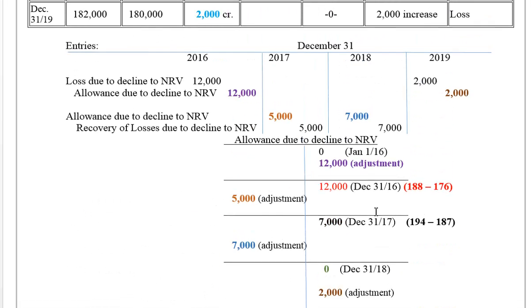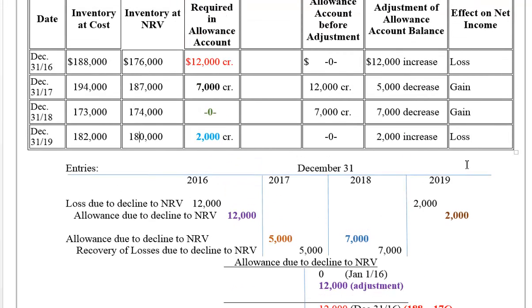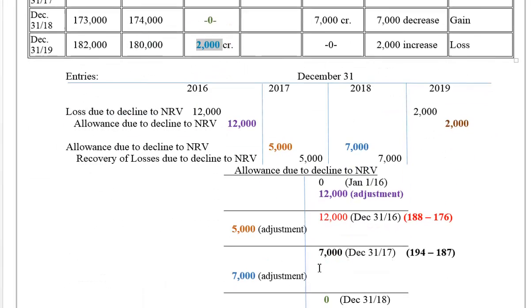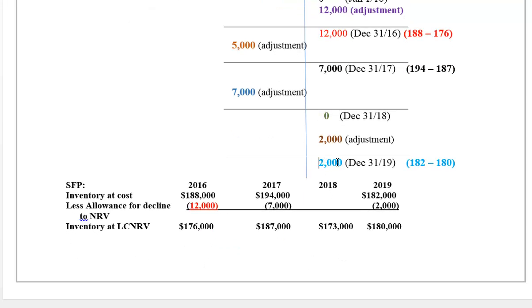Now here I am at the end of 2019, and I have cost of 182 and an NRV of 180. I need something in the allowance now because according to my rule, NRV at 180 is less than cost at 182. How much do I need to have? The difference between those two amounts, which is a $2,000 credit. We know that at the end of 2018 we had nothing in it. So in order to get our $2,000 balance, we need to make an adjustment of $2,000 to credit the allowance.